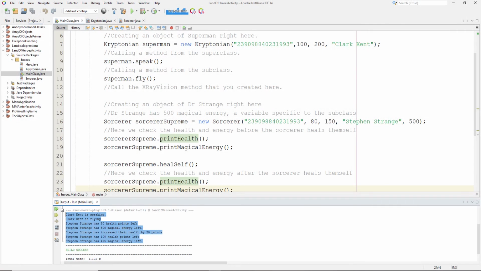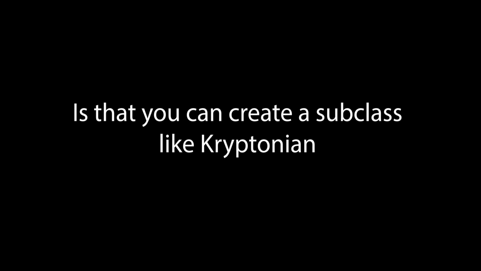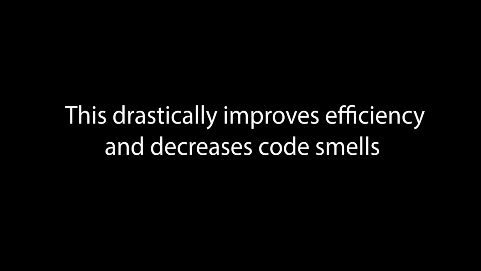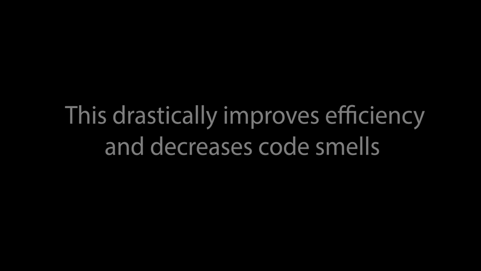When we run this program, we see the output produced right here. You can look into the code to see the logic of what's happening in terms of the health and magical energy increasing and decreasing, but what I'm really trying to show with this is that you can create a subclass like Kryptonian, and instead of rewriting common methods in that class, you can just have that subclass inherit those methods from a superclass and call on them using a subclass object. This drastically improves efficiency and decreases code smells.